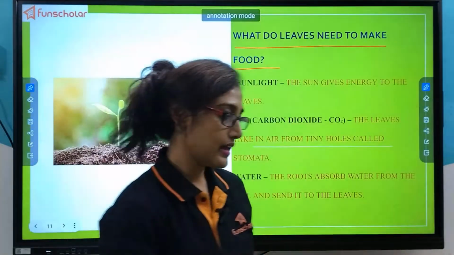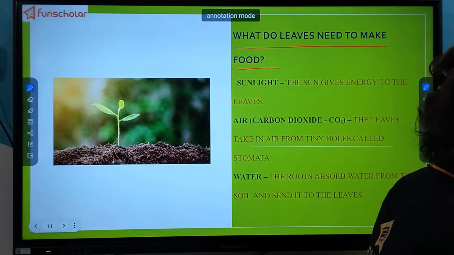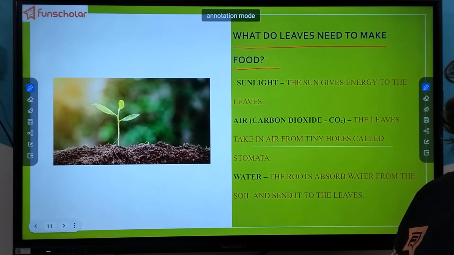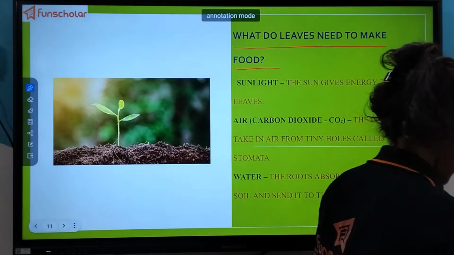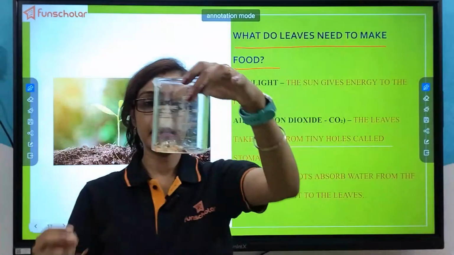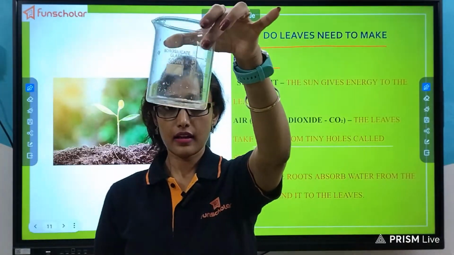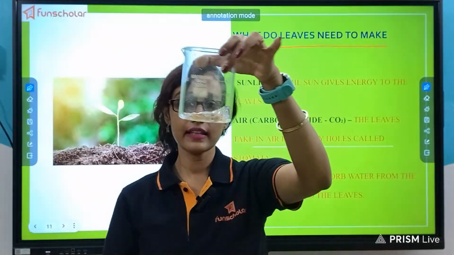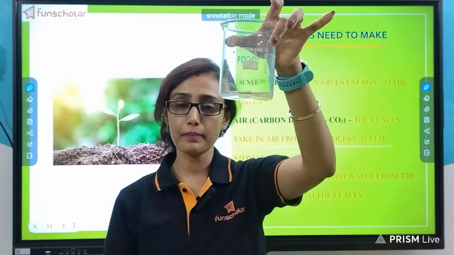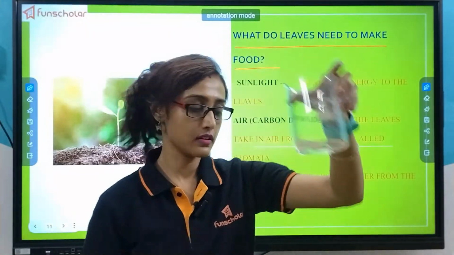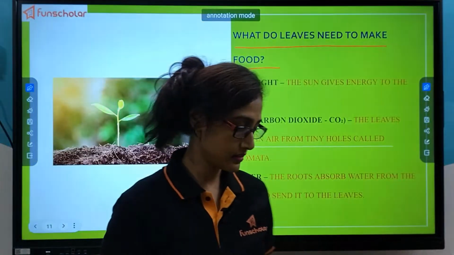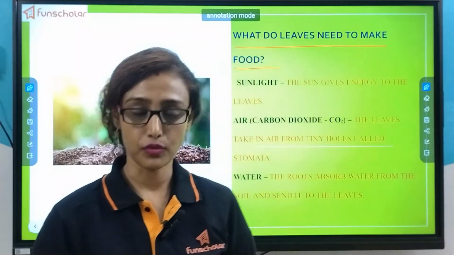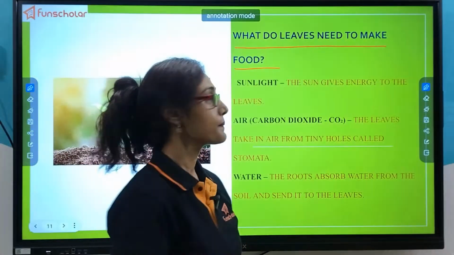I think no. If I dip some seeds in the water and keep it in this room forever, do you think that these seeds can grow into a plant and make photosynthesis? No, they can't. There are certain conditions for a leaf to make its own food. So, do you want to know what those are?